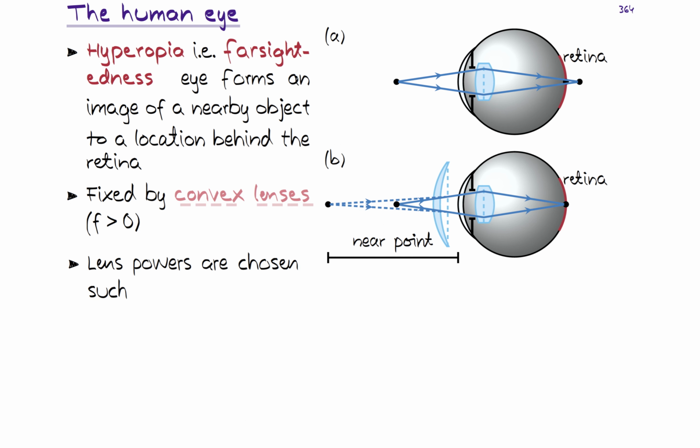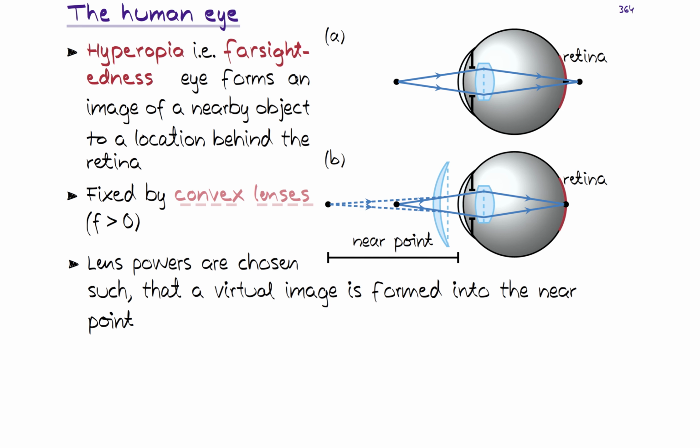Of course, what we lose when we do this is that when we put the object further off, the magnification will decrease. So at some point, it won't be as easy, for example, to read a book if you have hyperopia and you're using glasses. This is something that we cannot adjust by just using a single convex lens. The lens powers are usually chosen such that the virtual image will be formed at the near point, and the near point is roughly around 25 centimeters away from the cornea when you have a healthy human eye.